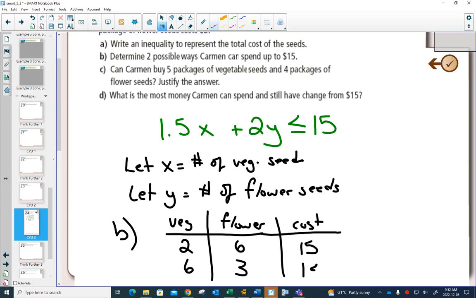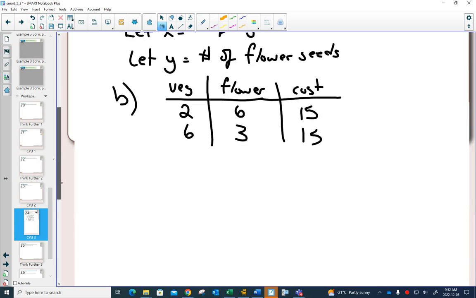Okay. Now, did it have to equal perfectly 15? No. And so, what did you get? 3 vegetables and 5 flours. And how much did that cost you? 3 of these would be $4.50 and 10, $14.50. Can you see that we could keep going?